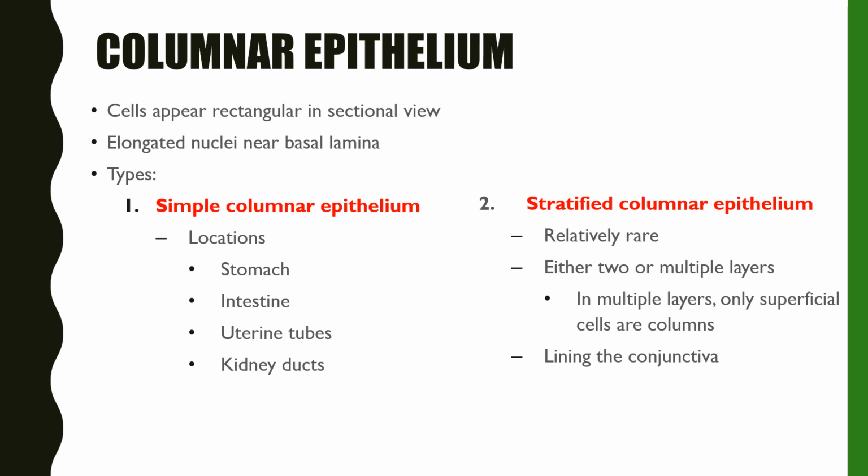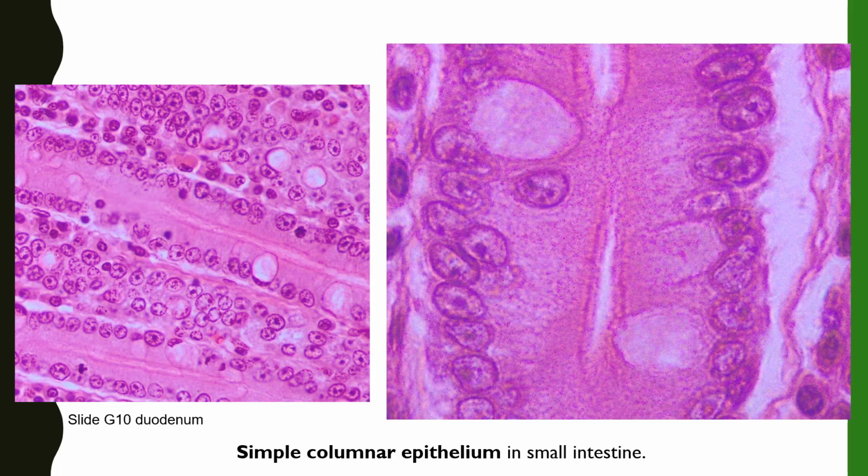Next is the columnar epithelium. Again, we have simple columnar and stratified columnar epithelium, and the locations are also different. Let's start first with simple columnar. The example location here is in the duodenum, in the small intestine.